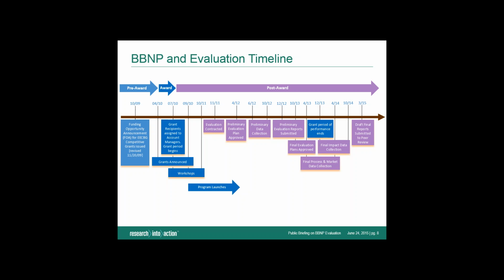This timeline, the blue part is the program, and the purple part is the evaluation. See the FOA coming out in 2009, the grants announced in 2010, assigned to account managers in the period beginning, and then the evaluation contract being awarded at the end of 2011. And we rapidly began working on an evaluation plan and data collection, resulting in a preliminary evaluation report at the end of 2012, so within a year of the contract award.